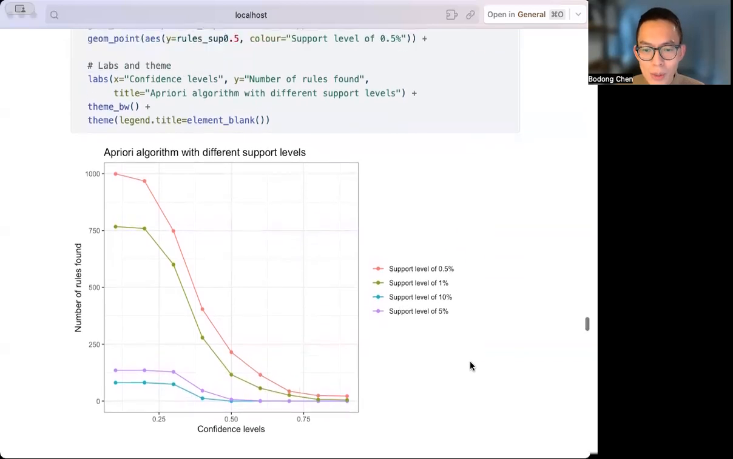And with that, I want to stop here. In the next video, we're going to talk about frequent sequence mining.